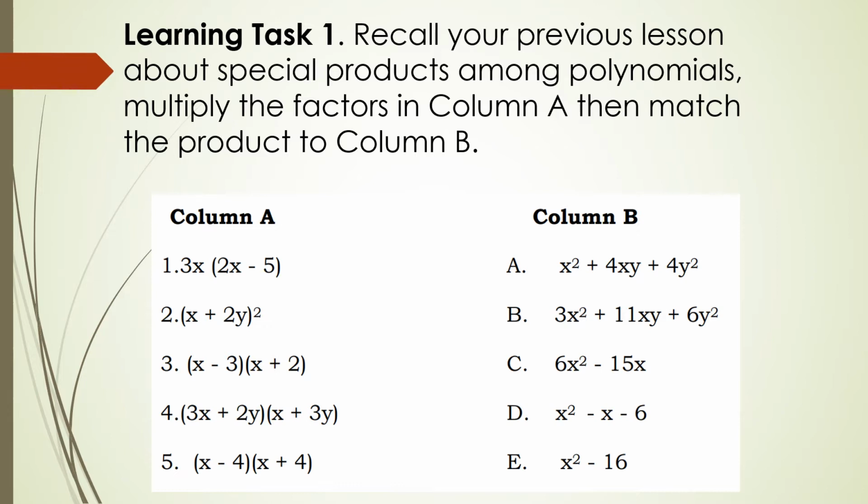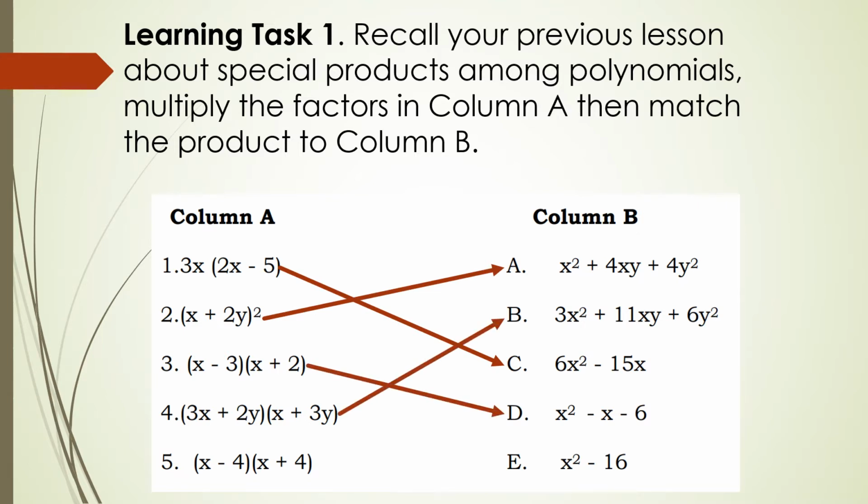Now let's find out the answers. Number 1, the answer is letter C. For number 2, we have letter A. Number 3, letter D. Number 4 is letter B. And number 5 is letter E.